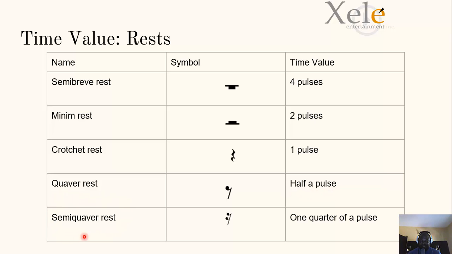And lastly, we have the semiquaver rest, looking like this and having 2 tails extending out of it, and again its time value is 1/4 of a pulse.